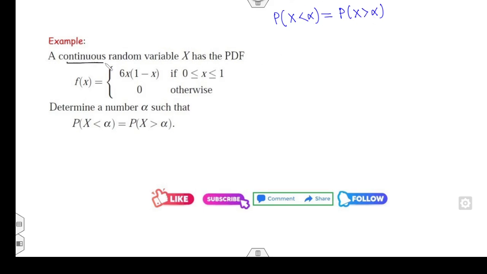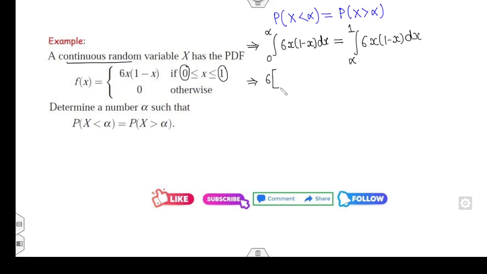Now, because this is a continuous random variable, I can integrate f(x), which is 6x into (1 minus x). The domain is less than alpha, so the lower limit is 0 and the upper limit is alpha. Similarly, for this case, the lower limit is alpha and the upper limit is 1, so that's why 6x into (1 minus x). Fine. Now you can integrate them.